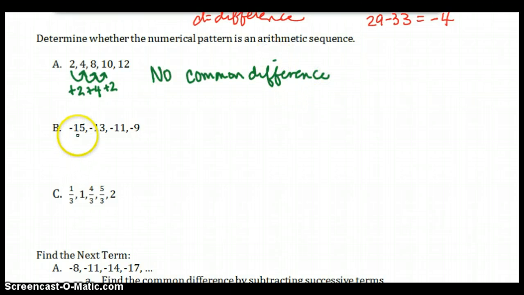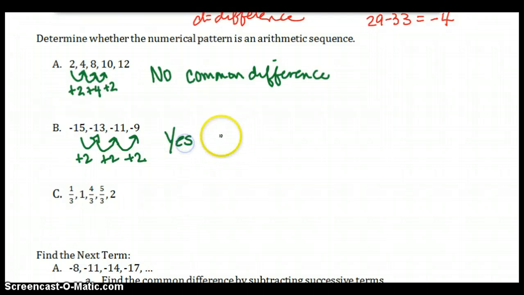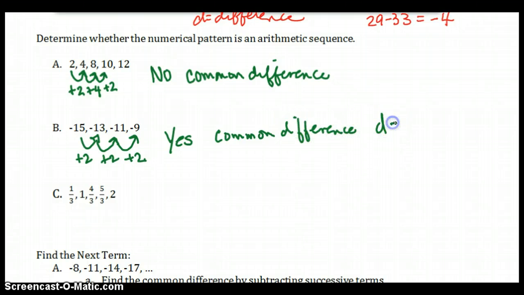Okay. Negative 15 to negative 13. You'll say negative 13 minus a negative 15. We'll do looking for the change. So it increases by 2. Increases, yep, because it went from negative 15 to negative 13. That's going positively on the number line. This one increases by 2. This also increases by 2. So you would say yes, the common difference, or let's start using D from here on out. D equals 2. The common difference, D, is 2.